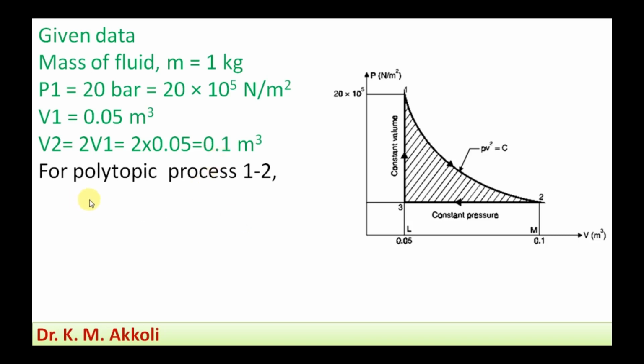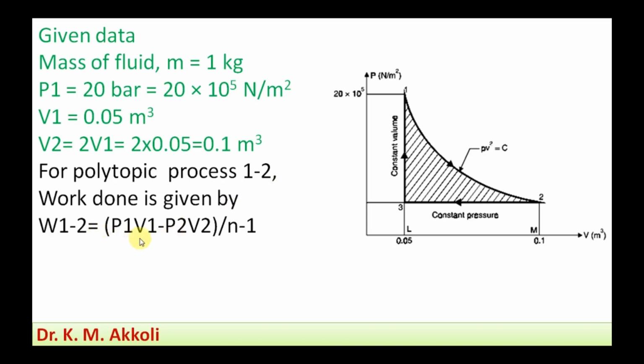Then first we will take the polytropic process, process 1 to 2, where work done is given by W1 to 2 is equal to (P1 V1 minus P2 V2) by (n minus 1), where n is the polytropic index 2. Then P1 V1 raised to 2 is equal to P2 V2 raised to 2. This is from that curve we can get. PV raised to 2 is equal to P1 V1 raised to 2 is equal to P2 V2 raised to 2.